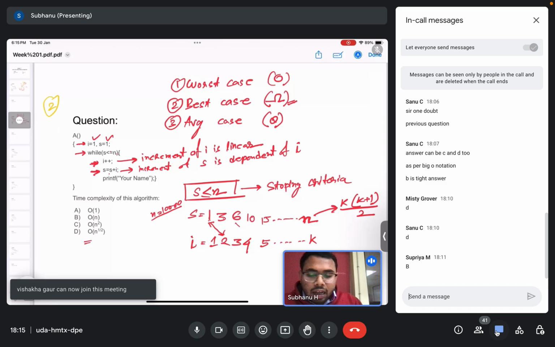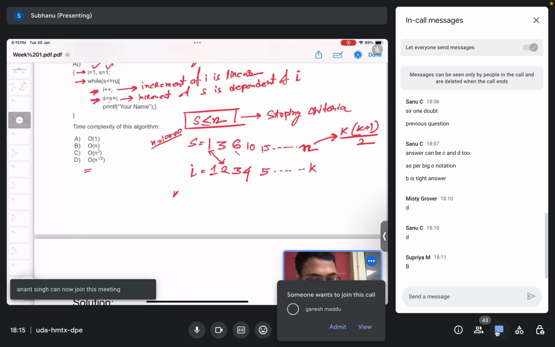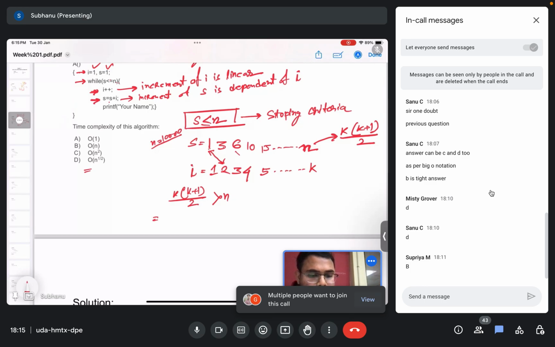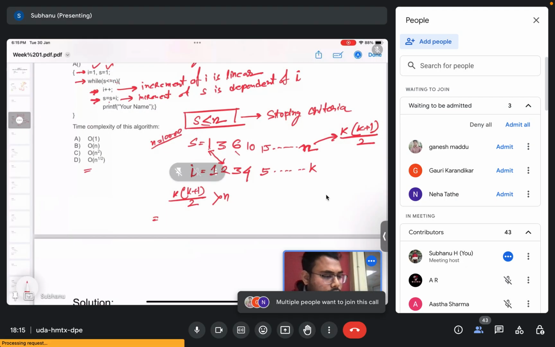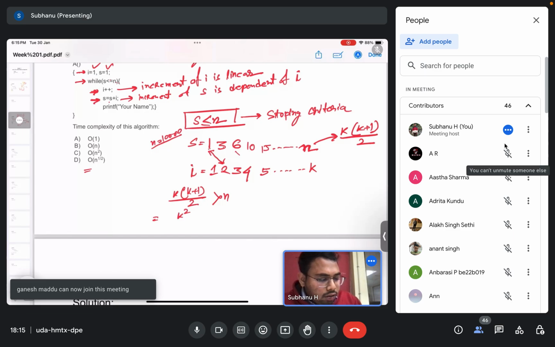So k is equal to k plus 1 by 2. So this is the value of n when our program will stop. So now k plus 1 by 2 is greater than n. Then we can write it like k square plus k by 2 greater than n.